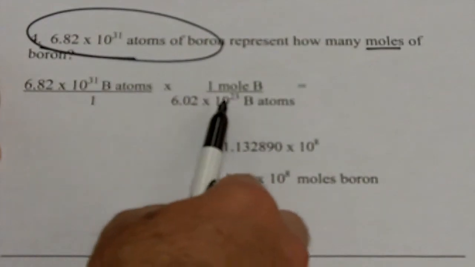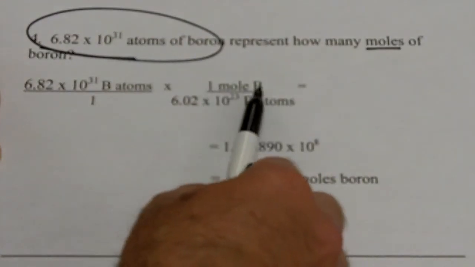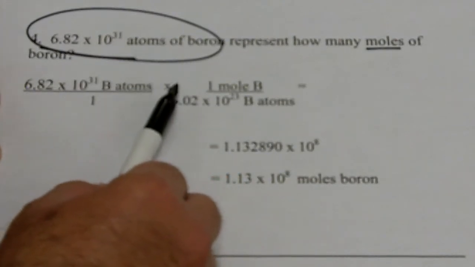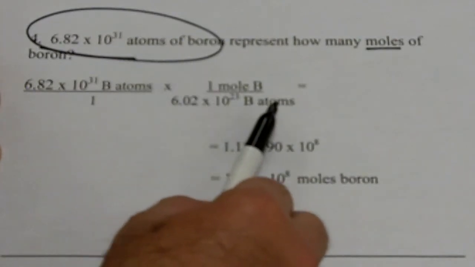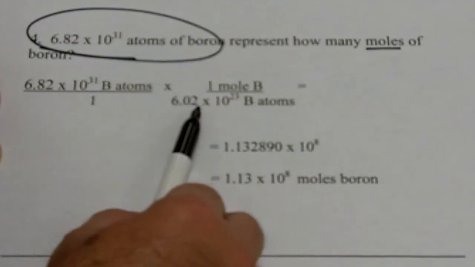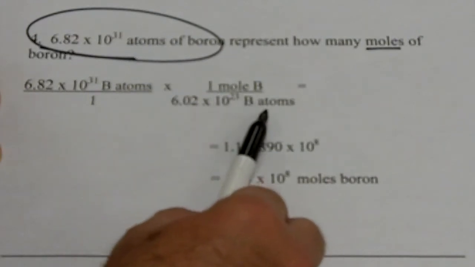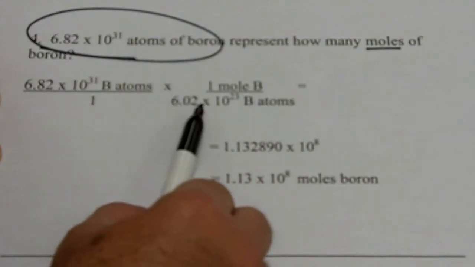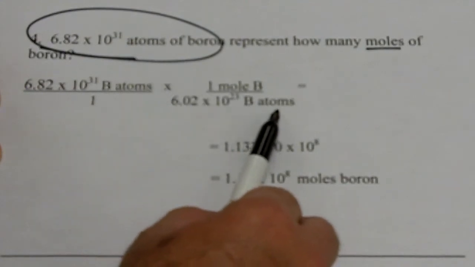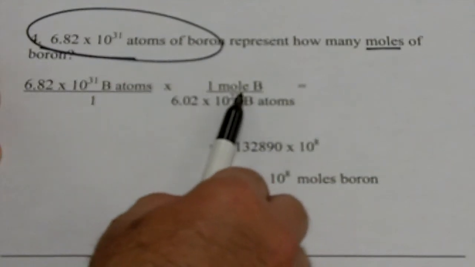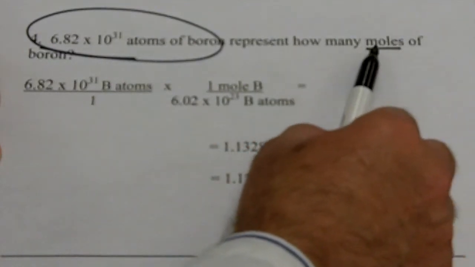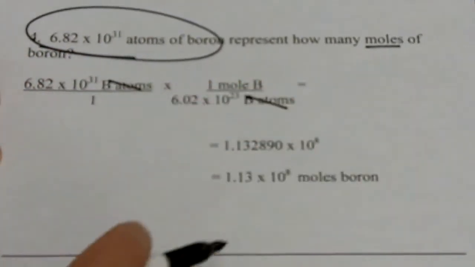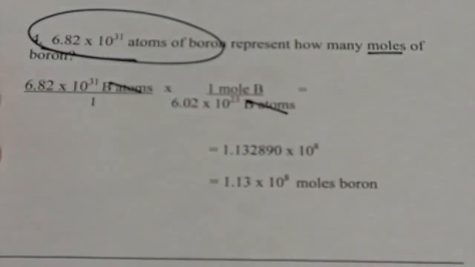So very little thinking involved, and I'm very close to finishing this problem without even thinking about what I'm doing. How many boron atoms are there in 1 mole? Don't make this mistake: there are not 6.02 times 10 to the 23rd moles in 1 atom. There's 6.02 times 10 to the 23rd boron atoms in 1 mole. Don't forget that number, by the way. Is that what I'm looking for? Am I looking for moles of boron? Indeed I am. So I'm going to cancel this with this, and I'm left with moles of boron.